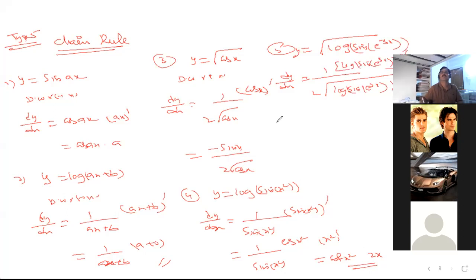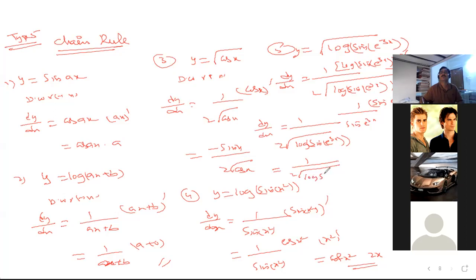Differentiation. So here dy by dx, what happened here? 1 by 2 root of log sine e to the power of 3x. You see, stage-wise we will differentiate. Log x derivative is 1 by sine e to the power of 3x. Again, sine e to the power of 3x dash.